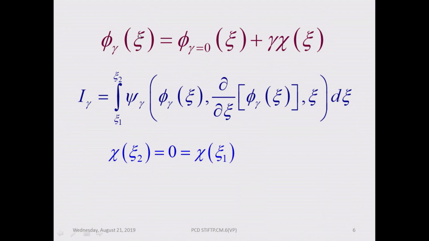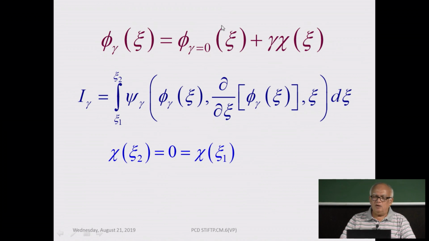So this is how phi depends on xi. This term is obviously independent. It corresponds to the value that the function has at gamma equal to 0, whatever it is. And then whenever gamma is not equal to 0, you've got some control parameter which you can change as you like, discretely or continuously. We will consider its continuous variation through small incremental values.